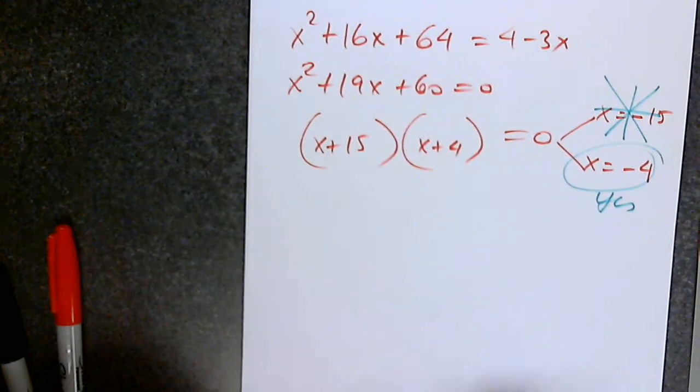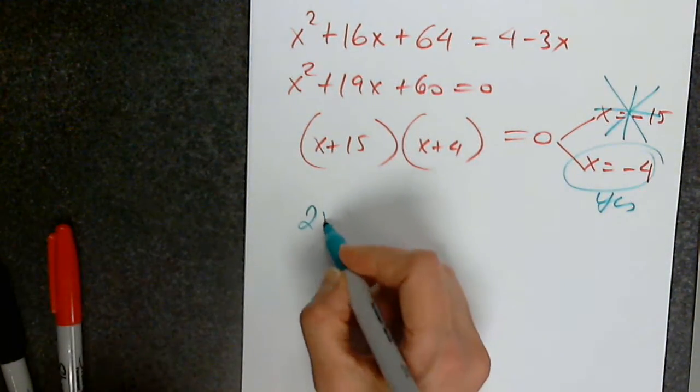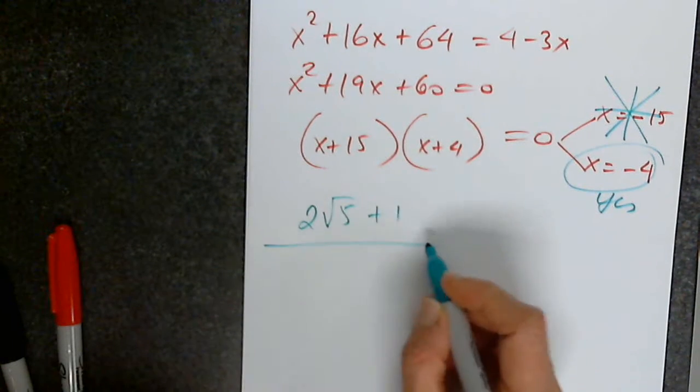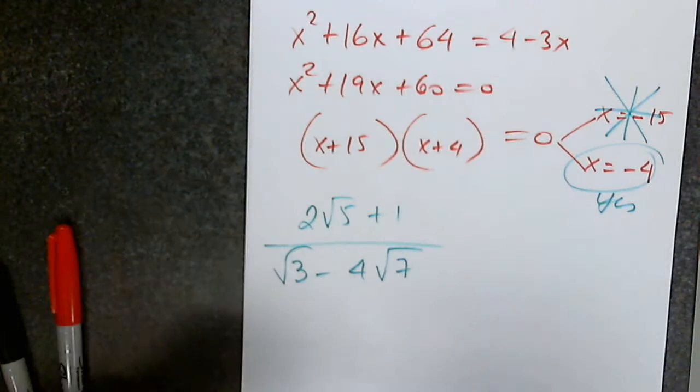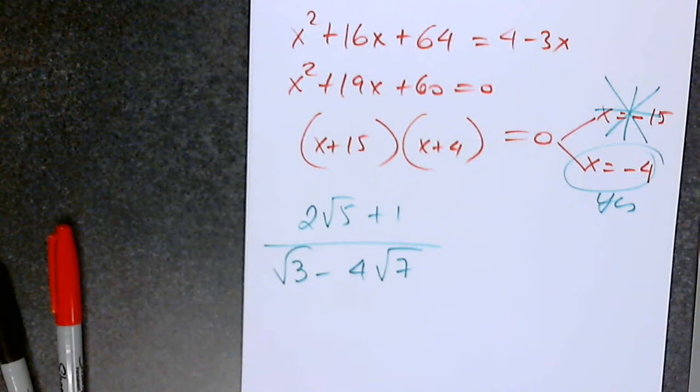Let's rationalize the denominator. Let's say 2 the square root of 5 plus 1 over the square root of 3 minus 4 the square root of 7. We want to rationalize the denominator on this.